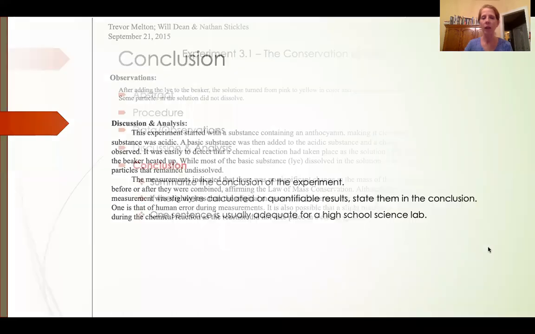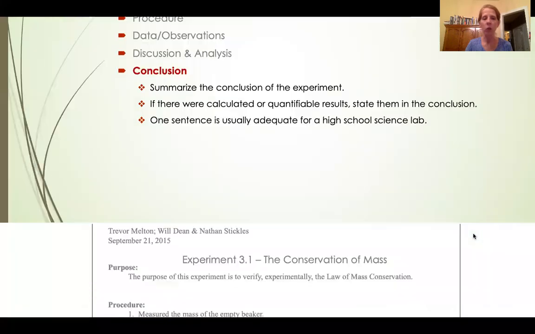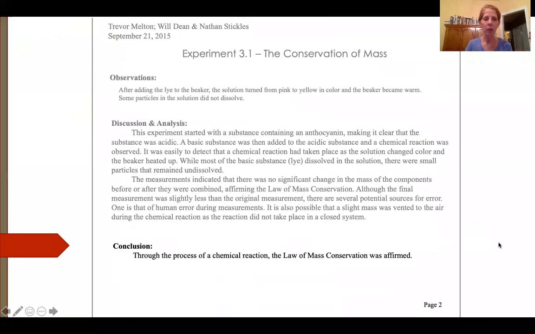And then finally, the last section is the conclusion. This is the easiest section. It's summarizing the conclusion. If you had a calculated or quantifiable result, you would state that, but typically one sentence is adequate for a high school science lab. Here is a great example of a conclusion. Again, we're back to our lab. That's the first page. Here's the second page, the conclusion. Through the process of a chemical reaction, the law of mass conservation was affirmed. That's all there is to it, okay?